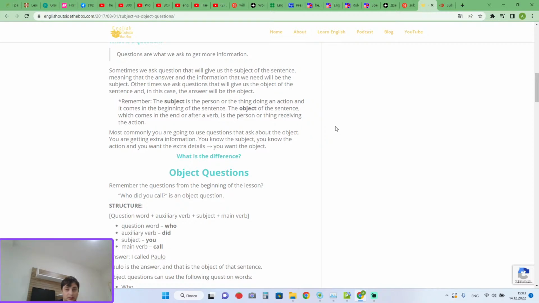It's important because I heard a lot of information about subject question, object question. I remember these names, but actually I don't remember what it is. What is the subject, what is the object, and object question, subject question. I think I know this, but I don't remember the meaning of these names.